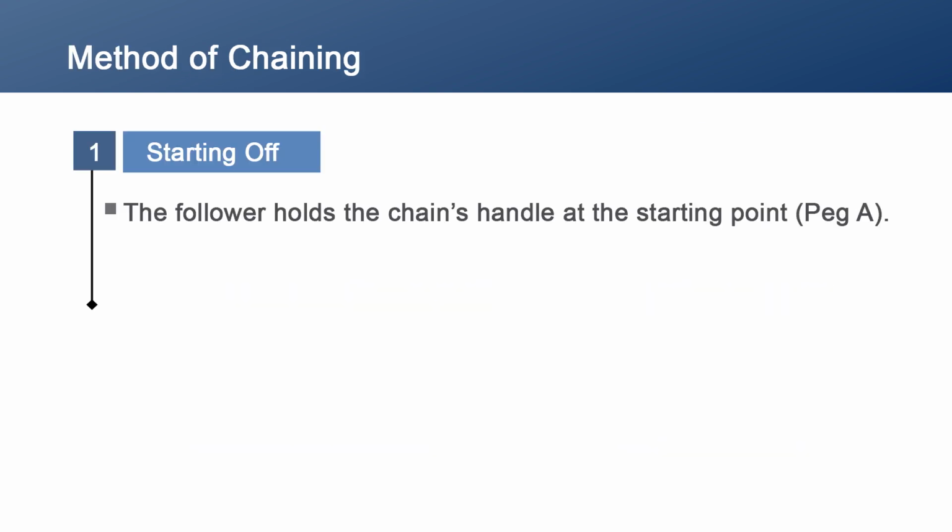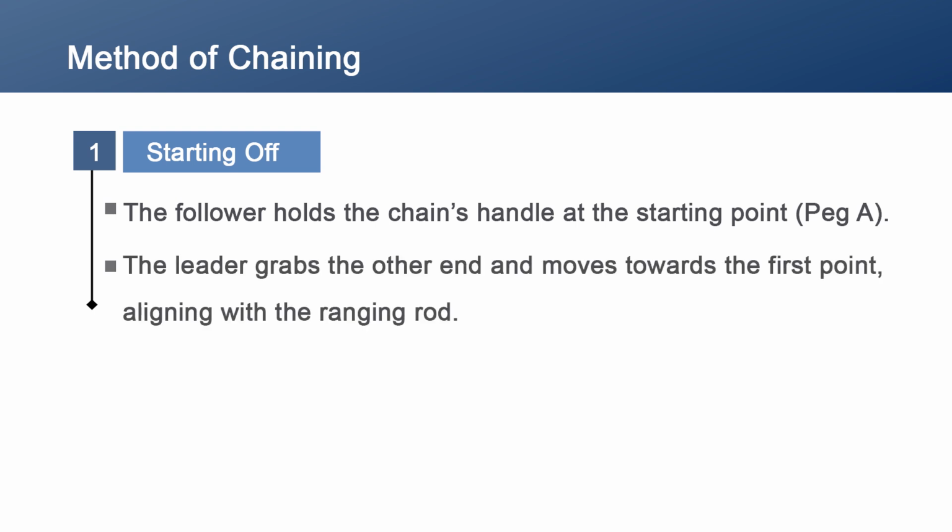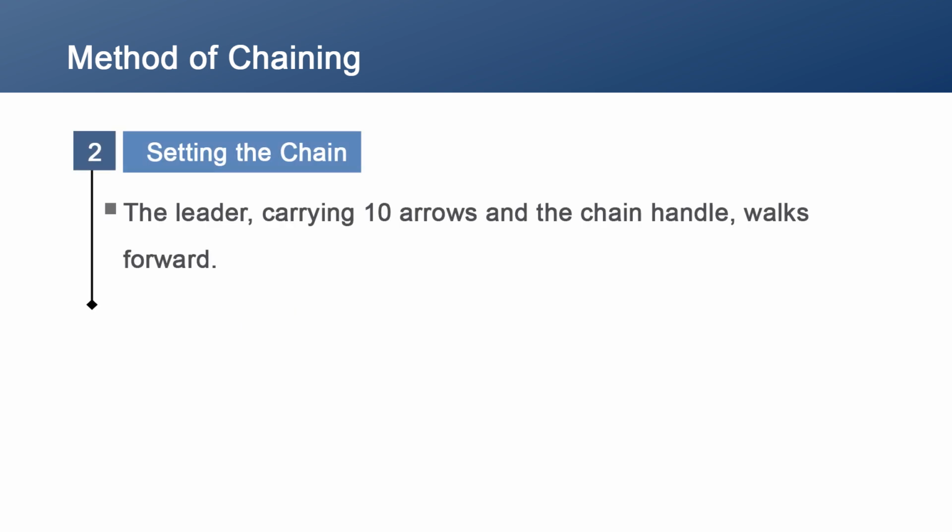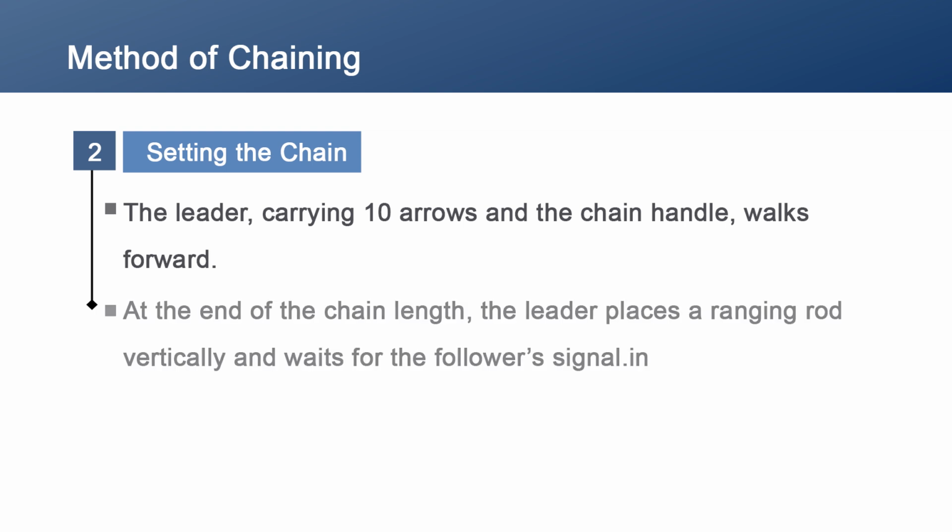Starting off, the follower holds the chain's handle at the start point, let us say peg A. The leader grabs the other end and heads towards the first point, aligning with the ranging rod. Then the leader, holding 10 arrows in one hand and the chain handle in the other, walks forward, that is, setting the chain. When the leader reaches the end of the chain length, they place a ranging rod vertically and wait for the follower's signal.